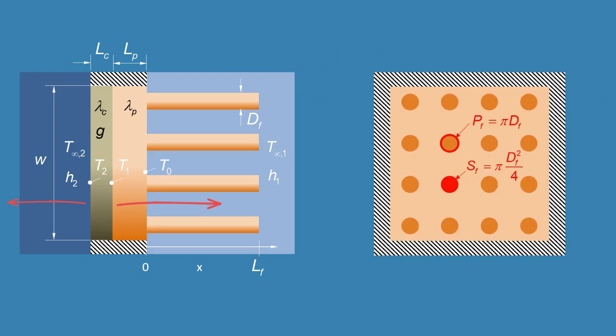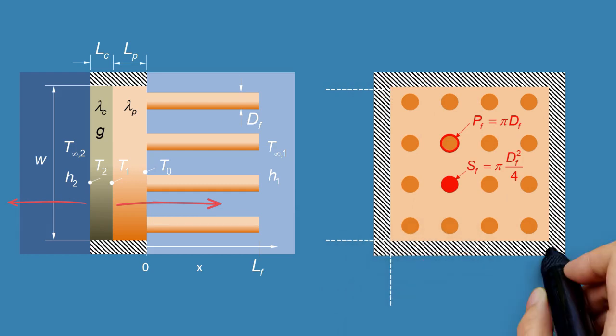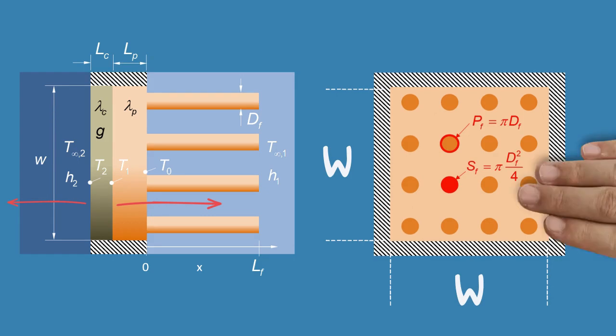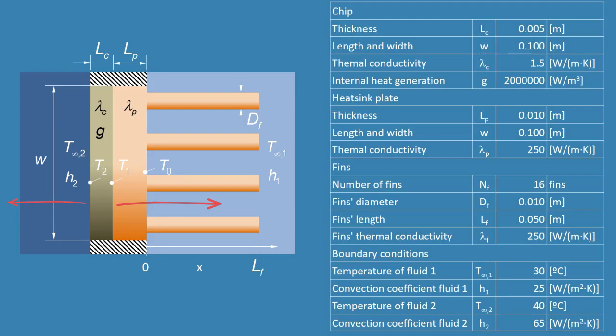Fins are cylinders of diameter df and length lf. The chip and heatsink have a square cross-section of side w. Data for solving the exercise are given in the table. The heat generated in the electronic chip is divided into two heat streams, Q1 and Q2.